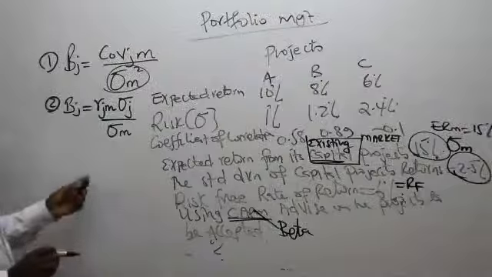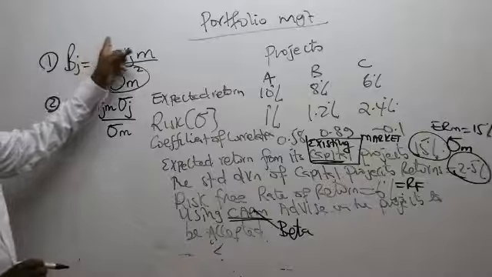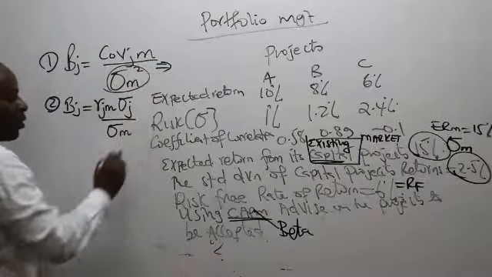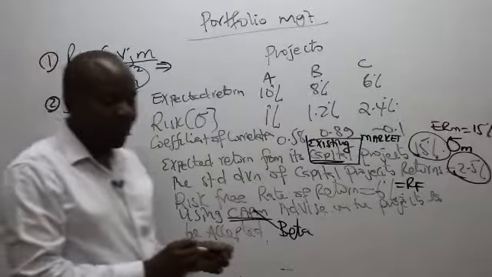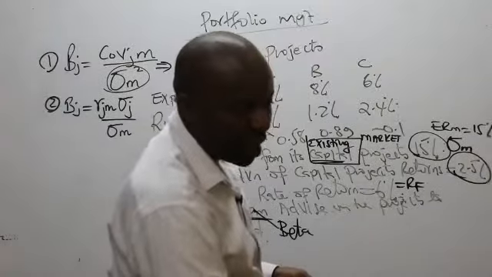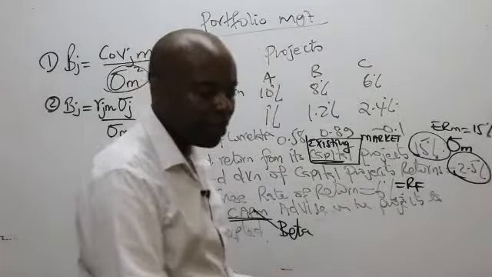So if I were you, I would have written that this one is the covariance approach, and this is the correlation approach. That is the correlation approach. Thank you very much.